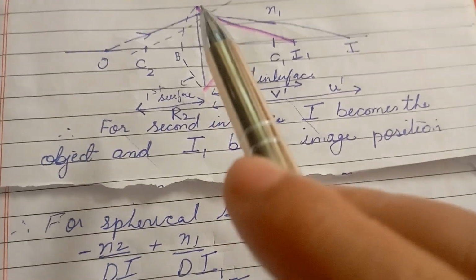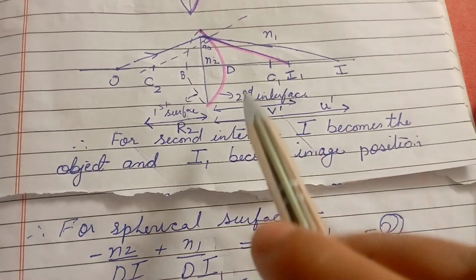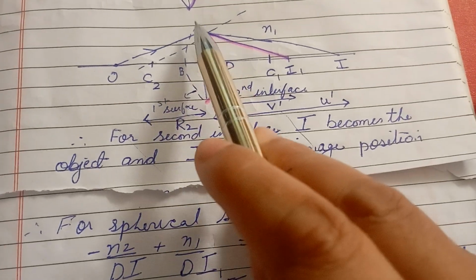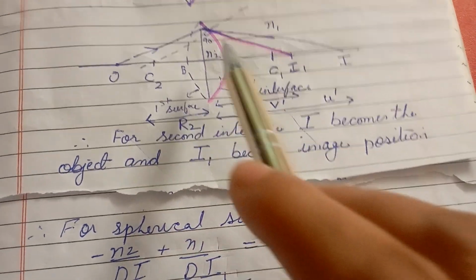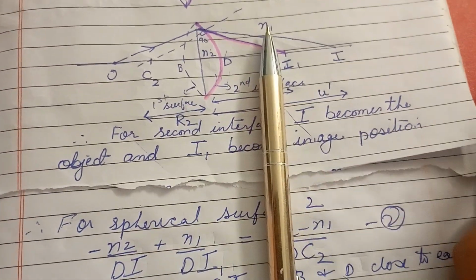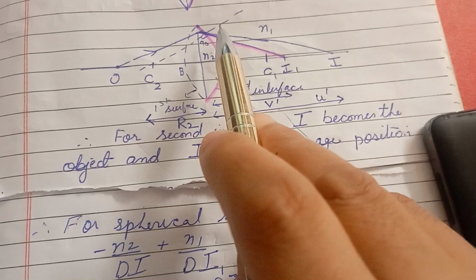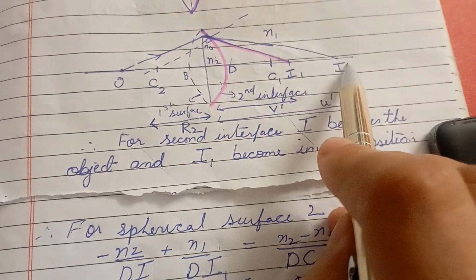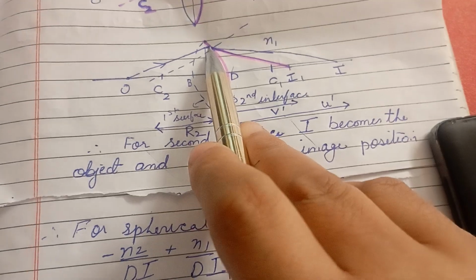Now when the object ray has passed from the first surface, it strikes the second surface, which I have shown by this red colored curved spherical surface. If I just see this, I can say that for the second surface, the image that was formed by the first surface acts as an object here.